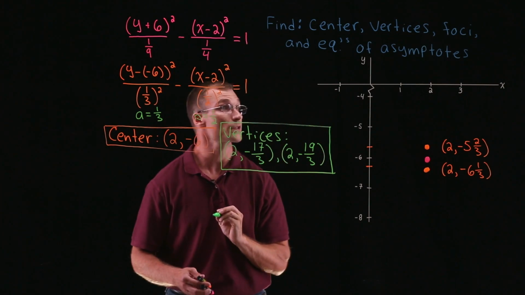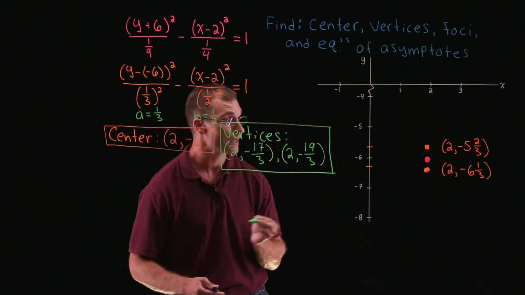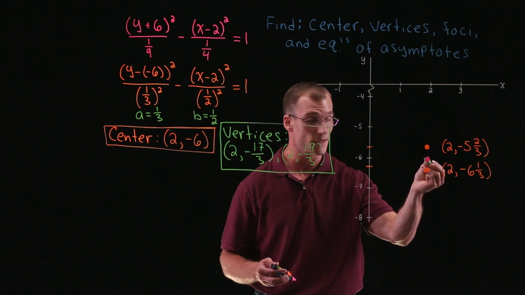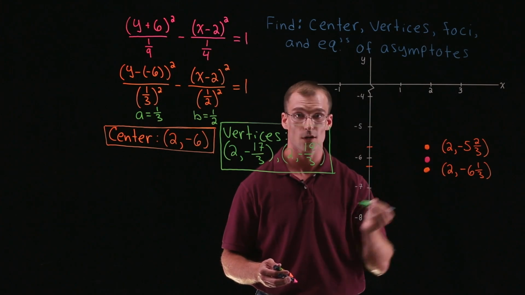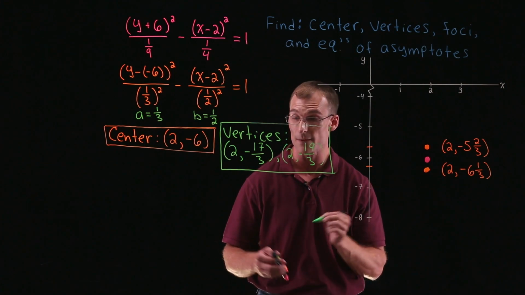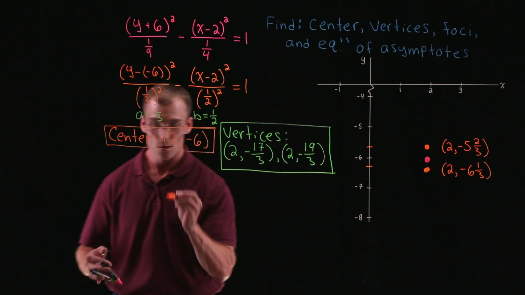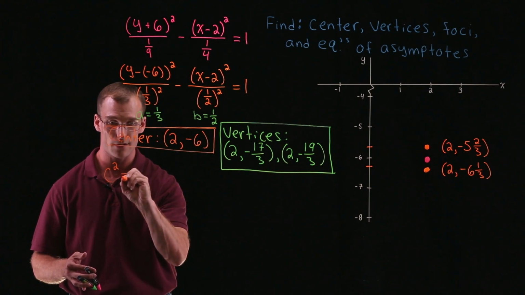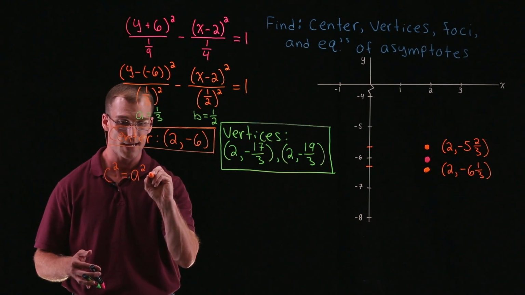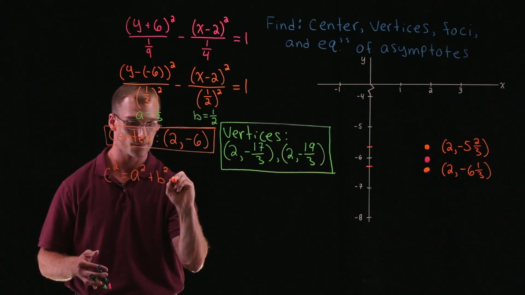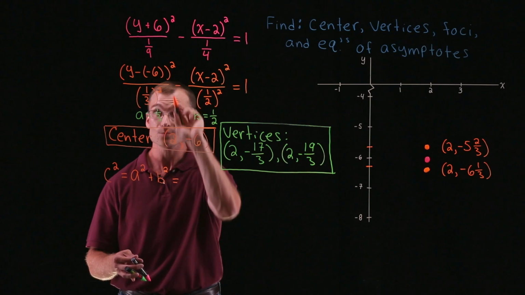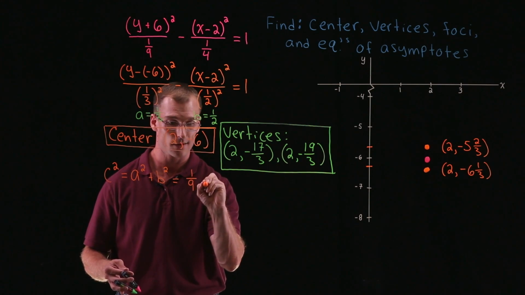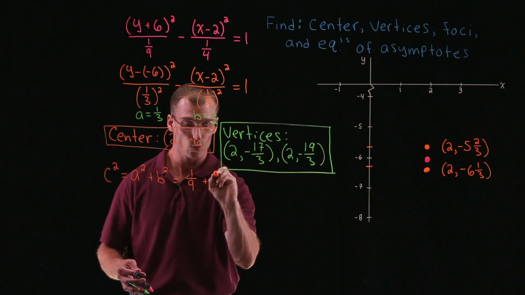Okay, so the next thing we want is the foci. Again, looking at our center point, we know that the foci are the points starting at the center going up and down on our transverse axis by a distance of c. And so c we can find by our relation that c squared is equal to a squared plus b squared, which from our original equation, we know a squared is 1/9 and b squared is 1/4.